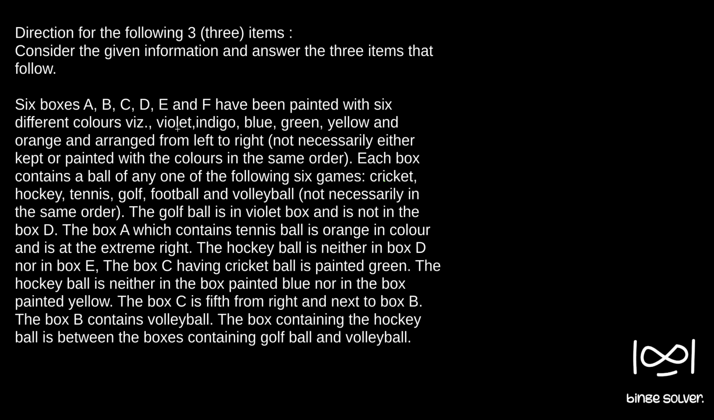There are six colors: violet, indigo, blue, green, yellow, and orange, arranged from left to right. Each box contains a ball of any one of the following six games: cricket, hockey, tennis, golf, football, and volleyball, not necessarily in the same order. So again, there are six colors and six games mentioned. Then the golf ball is in the violet box and is not in the box D.